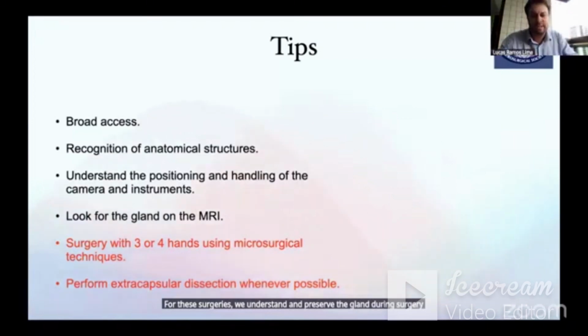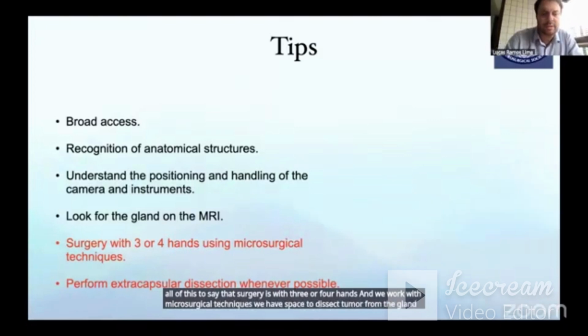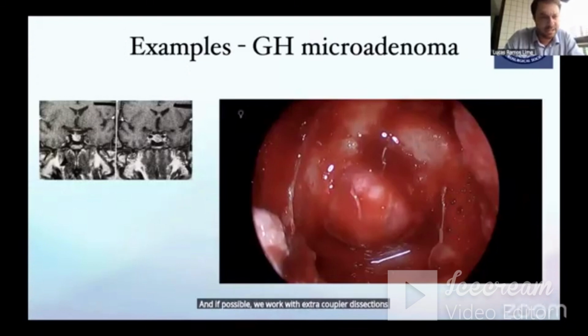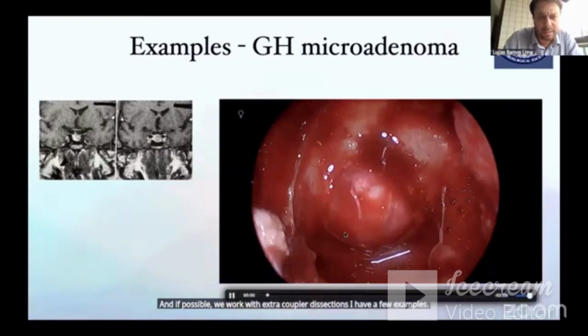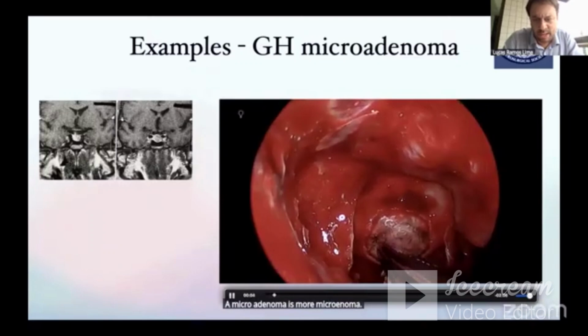And so all of this is to say that surgery is with 3 or 4 hands, and we work with microsurgical techniques. We have space to dissect the tumor from the gland, and if possible, we work with extracapsular dissections. I have a few examples. This is a microadenoma, a small microadenoma, a GH microadenoma.